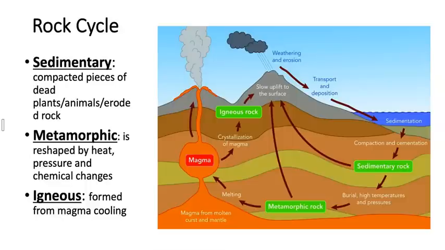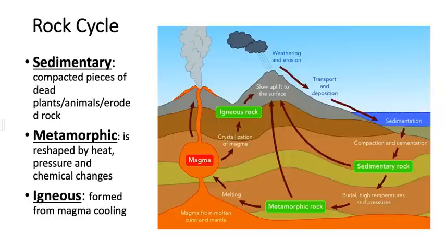So let's start with sedimentary rock. It'll be something probably found closer to the surface than your other types of rock, and it's usually made up of compacted pieces of dead plants that are decaying, animals, and eroded rock, and these get basically cemented together. And this often occurs through sedimentation, hence the name sedimentary rock.